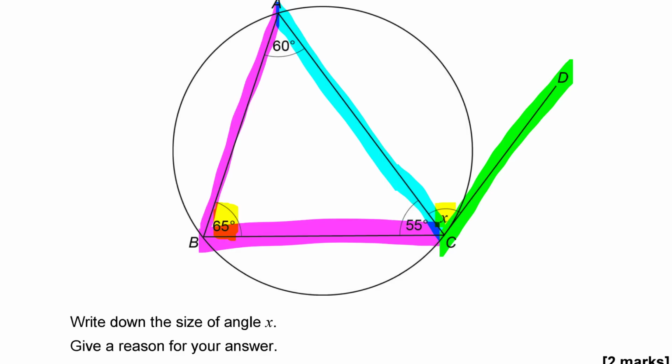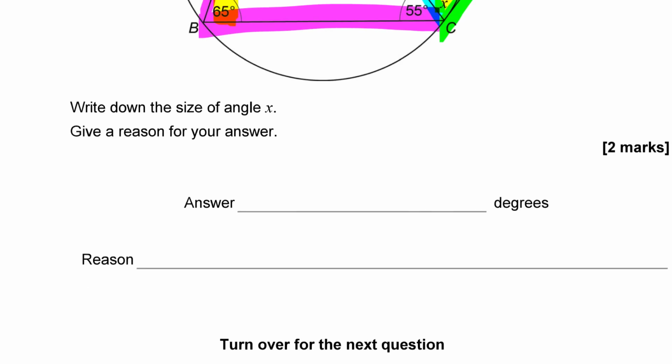That's the alternate segment theorem in action. So I can just say that X is 65. So X is 65 degrees, and the reason is the alternate segment theorem. Just writing that down as the reason is good enough.